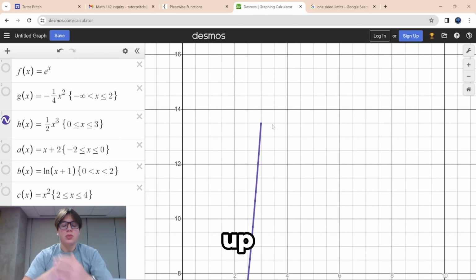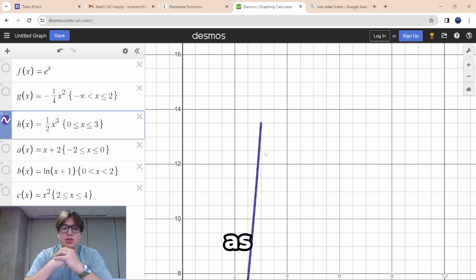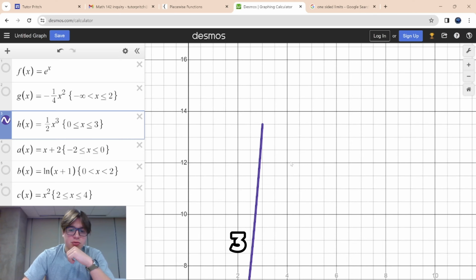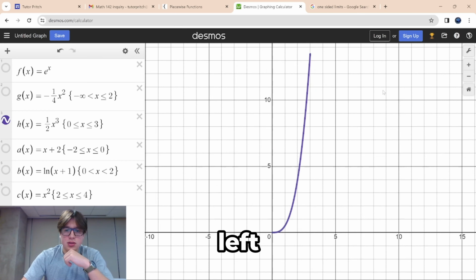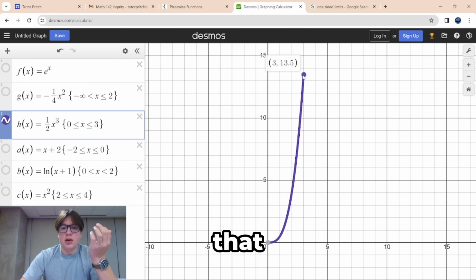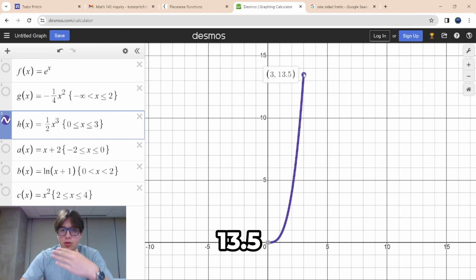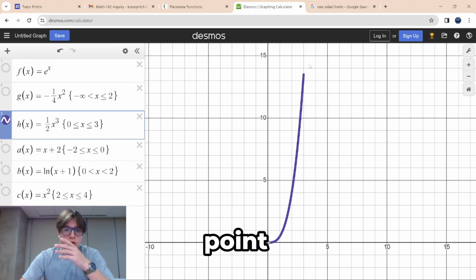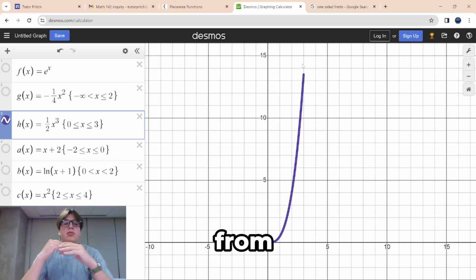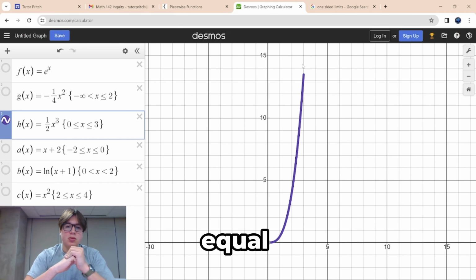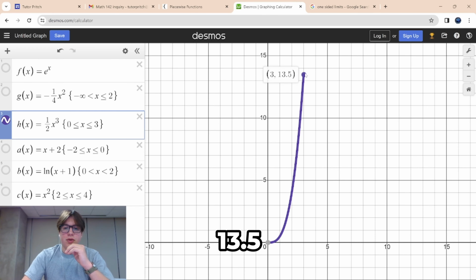Up here, we can see the same thing happening. As we approach the point x equals 3 from the left, we can see that our function is approaching the point 13.5. Now, there's nowhere to approach this point from the right-hand side, so our limit is just the limit of h(x) as x approaches 3 from the left-hand side is equal to 13.5.